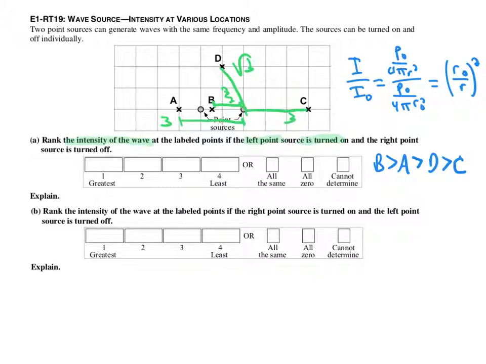So we can see that the shortest distance remains that B is still the closest thing. D is very close, but is a little further away because 3/2 is 1.5 and root 3 is 1.7. And then we see that A and C are equidistant, and so they have the same intensity.